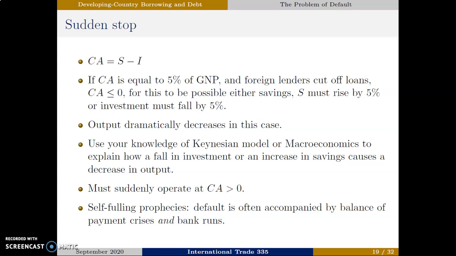A sudden stop further means that suddenly the current account must shift from a deficit to at least equilibrium, but more likely to a surplus. A crisis like this is often a self-fulfilling prophecy, and default leads to balance of payment crises and bankruptcy.